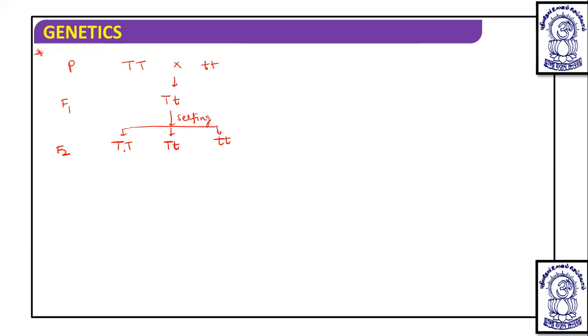Now, again, selfing of all these three is going to occur. If selfing occurs, all are going to be tall, capital T capital T. If selfing occurs here, then that is going to produce three types of plants: capital T capital T, capital T small t, and small t small t. This also undergoes selfing, and if it undergoes selfing, then it is going to produce small t small t. So this is the F3 generation.